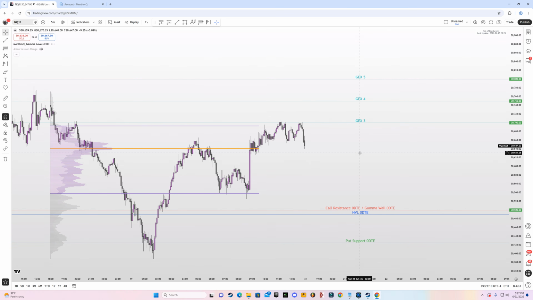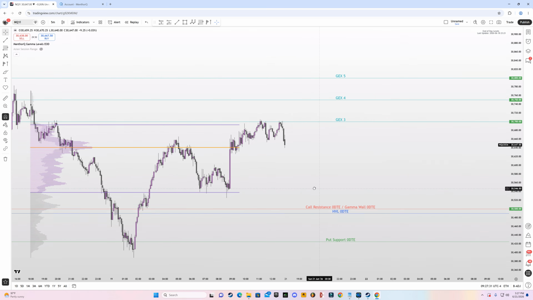So here's the strategy, okay? When we are in a positive regime, we know we're going to get failed auction setups. Price is going to go above the value area high, and it's going to go down. Price is going to go below the value area low, and it's going to go up. Now, we need GEX levels above the value area high and some GEX levels below the value area low.